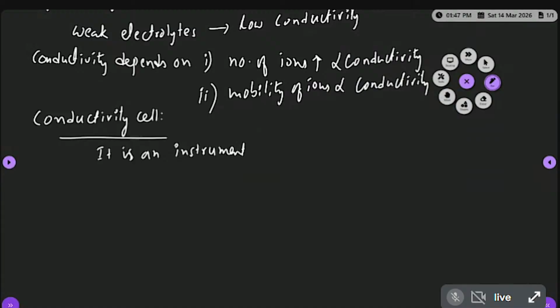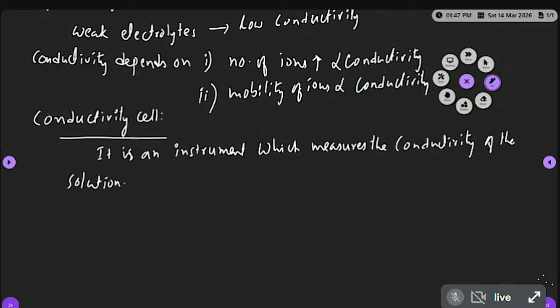Which measures the conductivity of the solution. So to measure the conductance ability of the solution, we have to use one instrument, that is the conductivity cell. By using the conductivity cell, we can measure the conductivity of the solution. And how is the conductivity cell constructed?